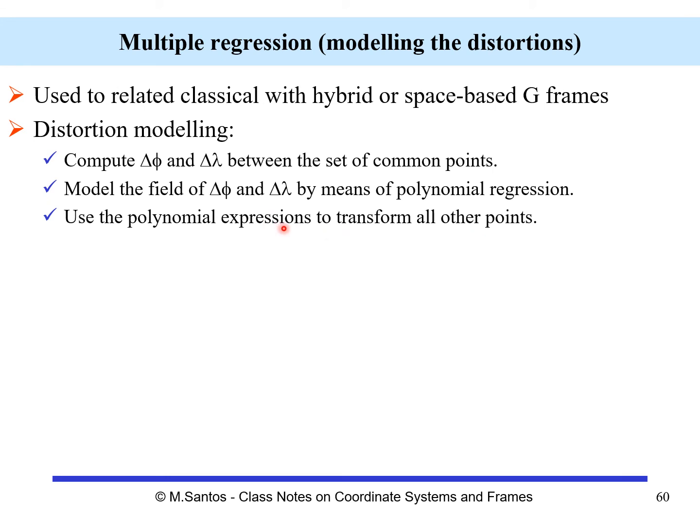And finally, the multiple regression. Multiple regression is a way to also model the distortions of the network. It is used to relate classical geodetic systems with hybrid or space-based ones. So the idea here is that we are moving from a classical system, which has a relative error of 10 to the minus 5, 10 to the minus 6, to a hybrid, which is already 1 or 2 orders of magnitude better, or to a space-based one that is going to be 3 orders of magnitude better.